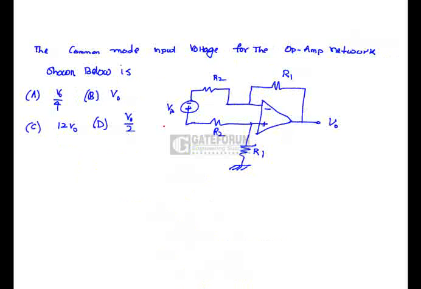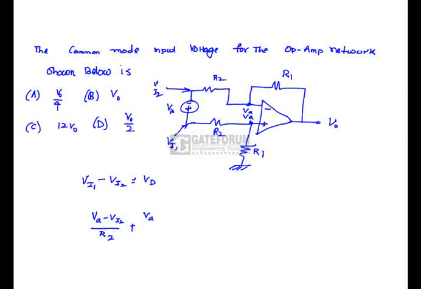The common mode input voltage for the op-amp network shown below: suppose I assume this node potential is Vi1 and this node potential is Vi2, so Vi1 minus Vi2 is nothing but Vd. These two node potentials are the same. Here if we apply KCL at node VA, that is (VA minus Vi2) divided by R2 plus (VA minus V0) by R1 is equal to 0. This is equation 1, this is equation 2. Similarly, (VA minus Vi1) divided by R2 plus VA by R1 is equal to 0. This is equation 3.